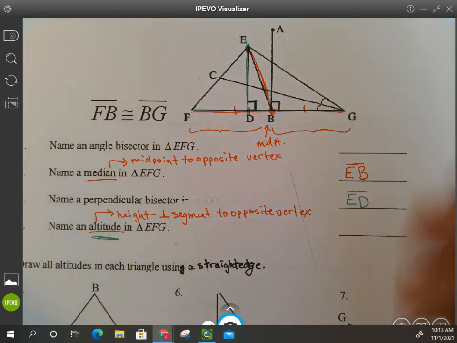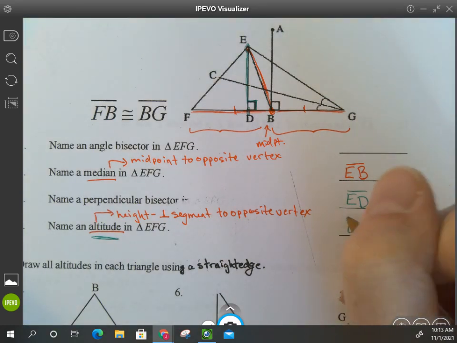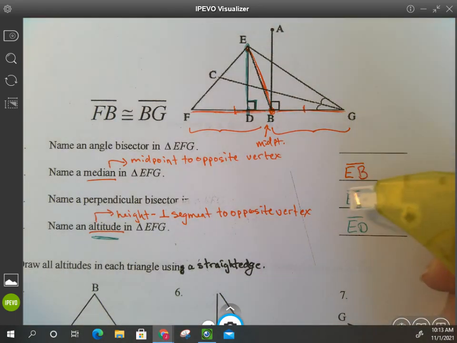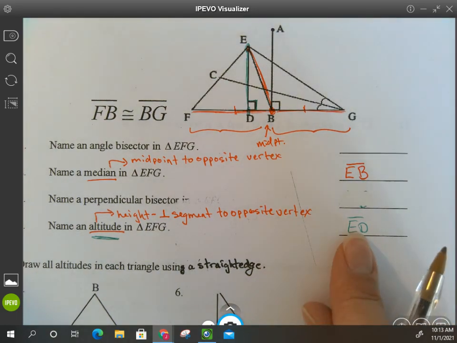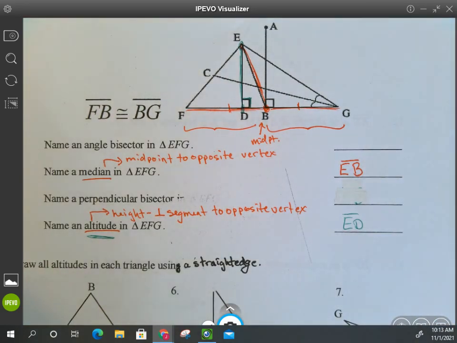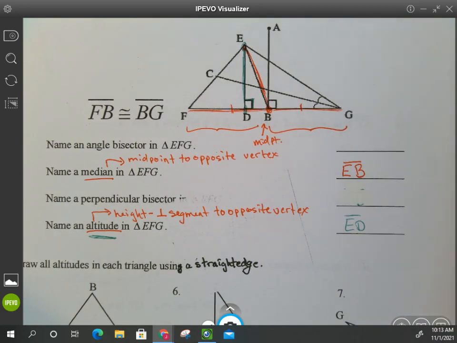I just put that in the wrong spot. Can you put it in the right spot? ED should be down there. Okay, that should be better. ED down there.